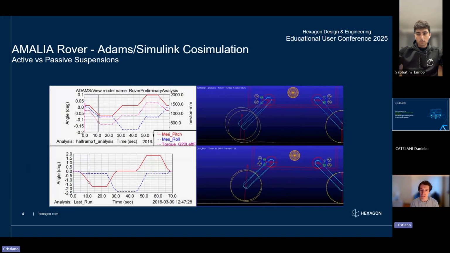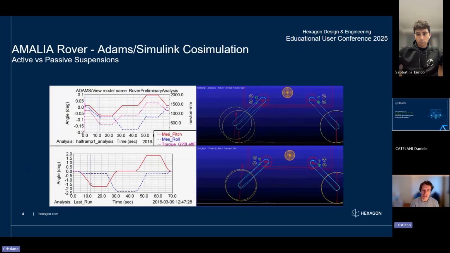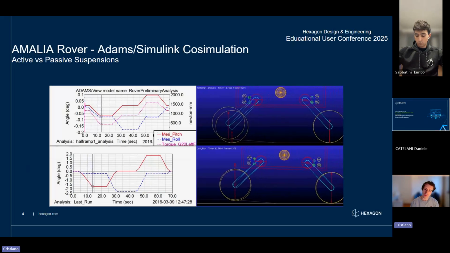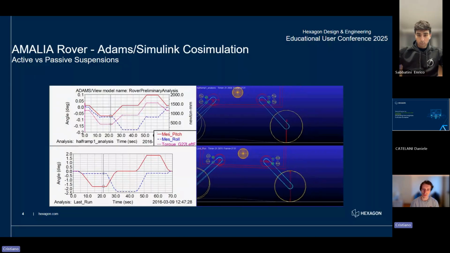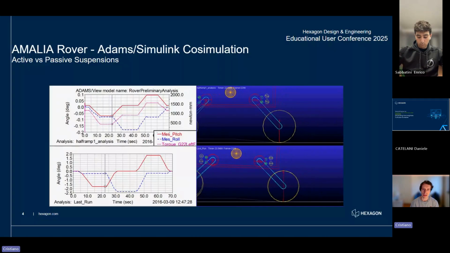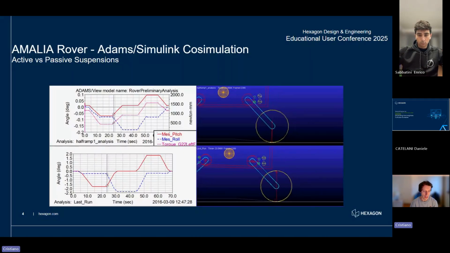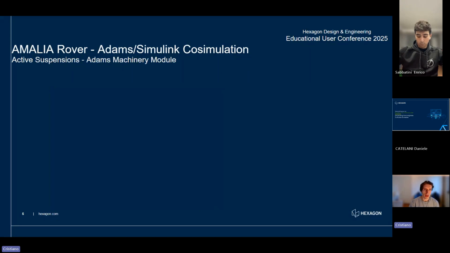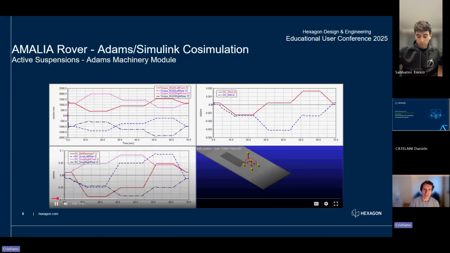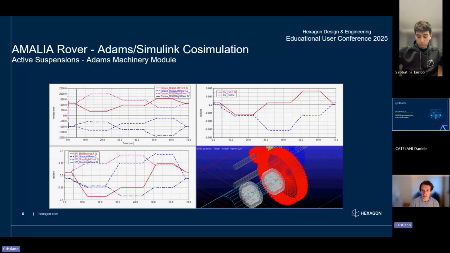As you can see here in the video, in the top portion we have the active suspension system. As you can see, the chassis of the rover is horizontal with respect to the ground, while in the lower portion of the video we have the passive suspension system. That was really useful for us because it allowed us to have a vehicle which is stabilized on uneven terrain.